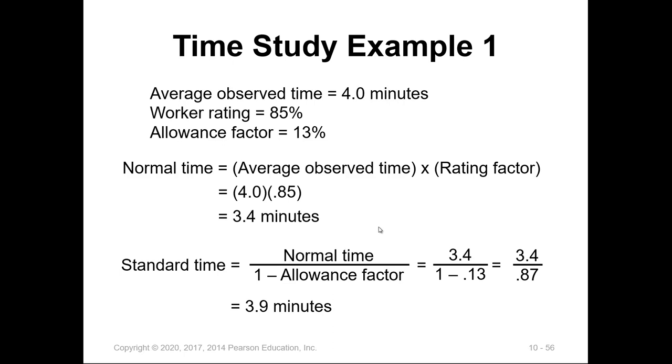So the normal time will equal the average observed time multiplied by the rating factor, that's 4 times 0.85, which will equal 3.4 minutes. The standard time will equal the normal time divided by 1 minus allowance factor, and that is 3.4 divided by 1 minus 0.13, which will equal 3.9 minutes. So the standard time is 3.9 minutes for that task.